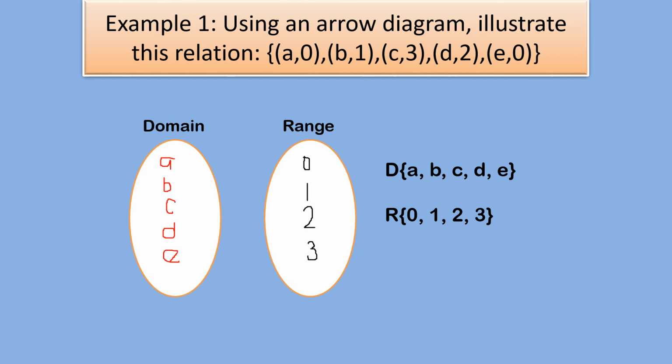So, A is related to 0. Ayan. And B is related to 1. Tapos, C is related to 3. Ayan. And D is related to 2. And E is also related to 0. So, this would be our arrow diagram. Okay?